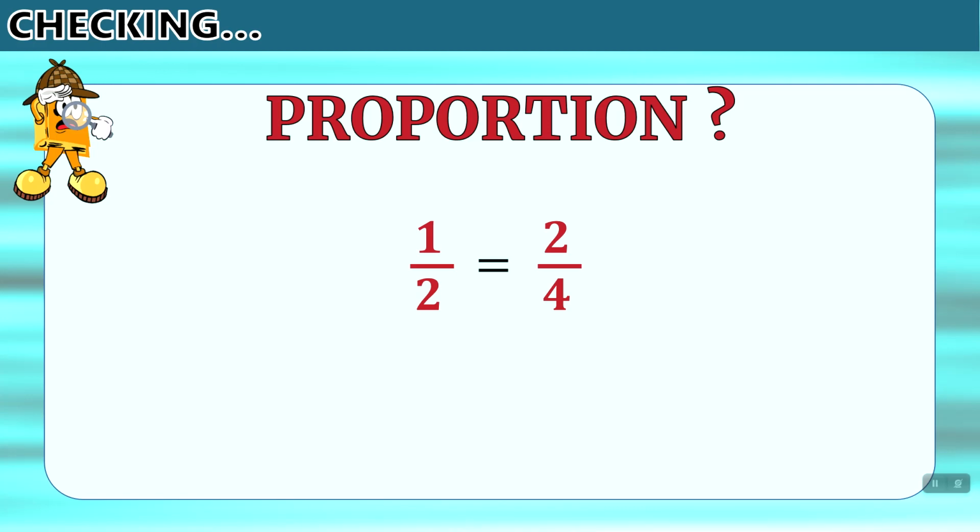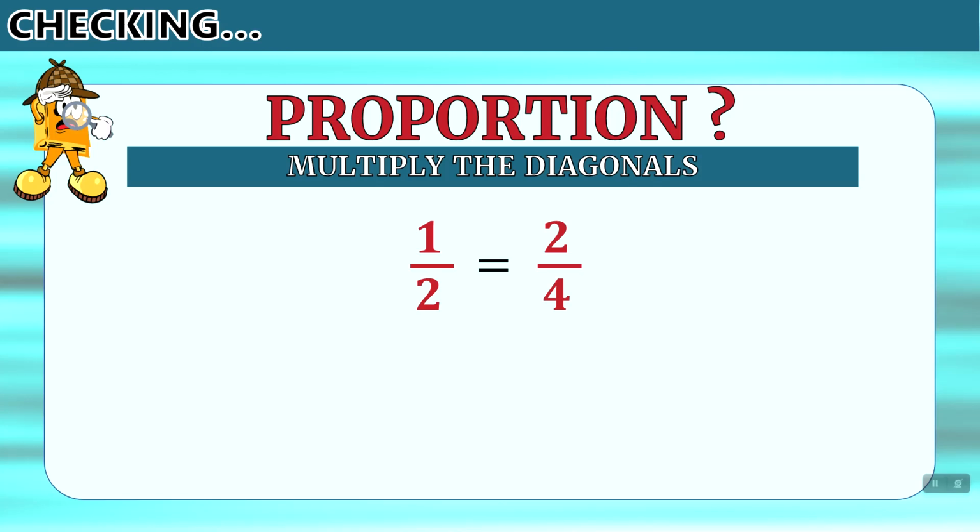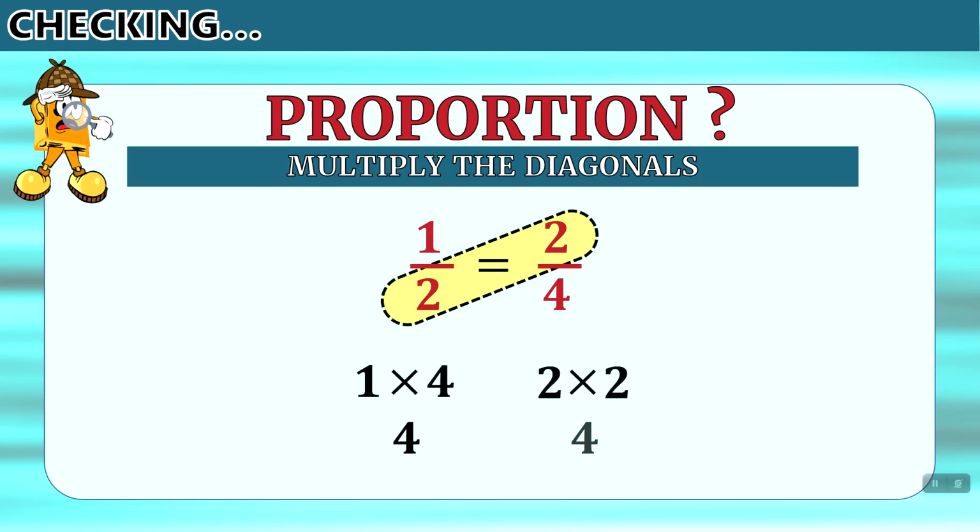Let's look again at 1/2 equals 2/4, or 1:2 equals 2:4. To check to make sure that these two ratios are equal and they form a proportion, we can multiply the diagonals. And so if we take 1 and 4 and we multiply 1 times 4, that gives us 4. And then if we take the 2 and the 2 and we multiply them together, 2 times 2 is also 4. And because when we multiply the diagonals and they give us the same number, we know this is confirmation that this is in fact a proportion and the two ratios are equal.